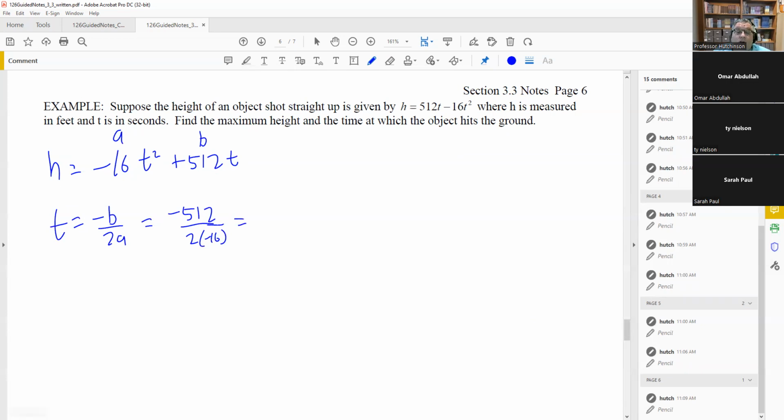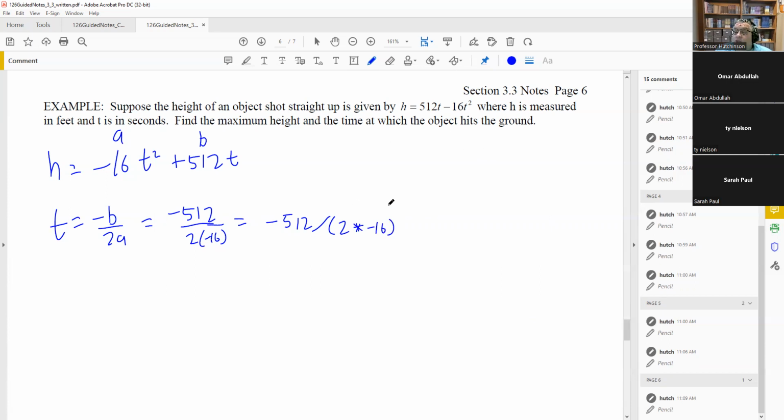So I want to do negative 512 divided by negative 32. Now, if you do this in your calculator, I want to make a point about this. When you put that in the calculator, make sure you put all of the bottom in parentheses. You want to do 2 times negative 16, and you want to put it in your calculator like this.